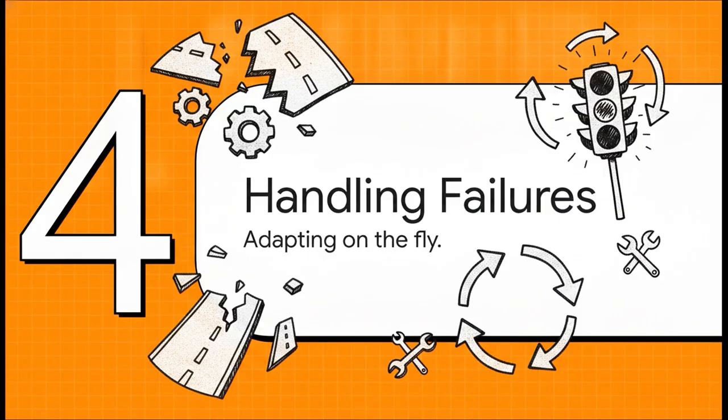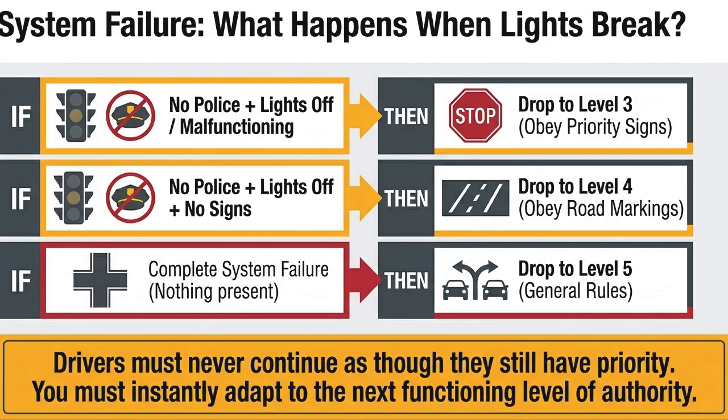Okay, Section 4, Handling Failures and Exceptions, Adapting on the Fly. So what happens when the system breaks? If you approach a traffic light that's totally dead or just flashing yellow, you don't just guess what to do, right? You adapt instantly to the next functioning level of authority. Think of it as a strict sequence. No police, no lights, boom. You immediately shift your brain to hunting for level 3 signs. To make that process super simple, just follow these sequential drop-down steps.